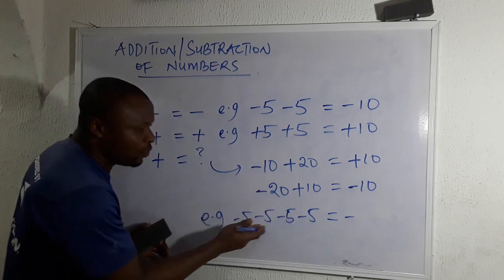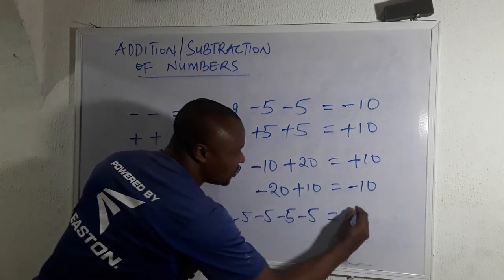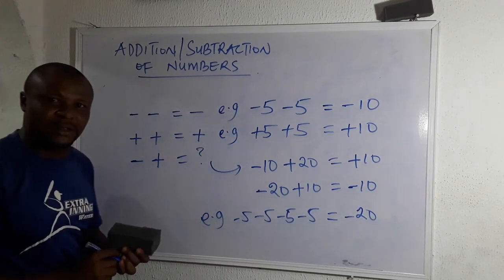So you owe 5, you owe 5, you owe another 5, you owe another 5. So altogether, you are owing what? This totals to 20.